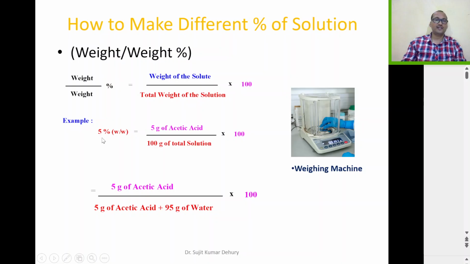So suppose you are interested in a 5% weight by weight acetic acid solution. In that case, you have to take 5 gram of acetic acid, and you need to transfer it into the volumetric flask. And in the volumetric flask, the total weight of the solution should be 100 gram. So that means you need 95 gram of water, so that the solution will be 5% weight by weight.